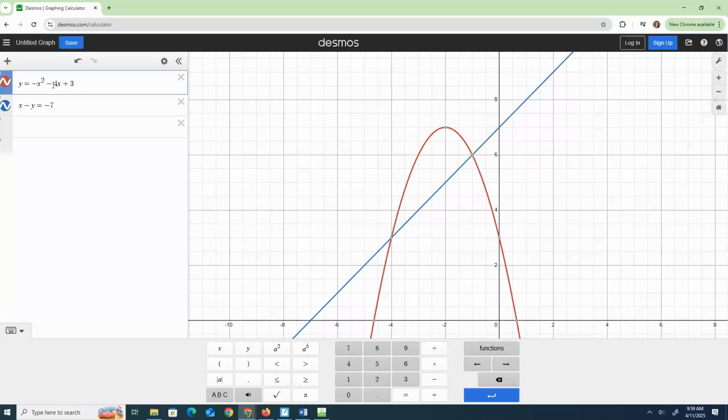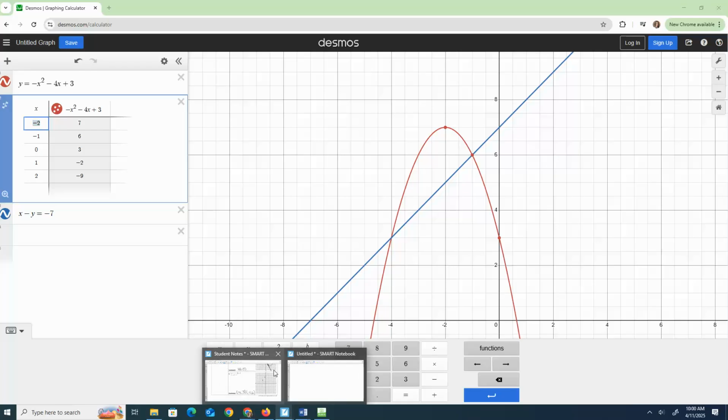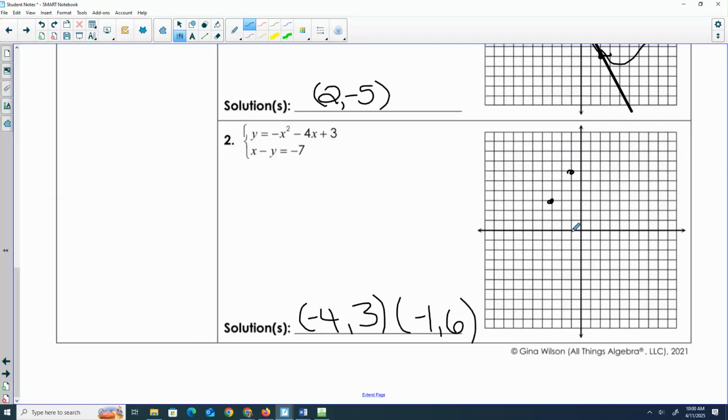So you just click next to the one you want. If you hit settings and table, it will give you some points. So I have -2, 7, -1, 6. What was the next one on there? 0, 3. What else did it tell me? What's your next point? 1, -2.